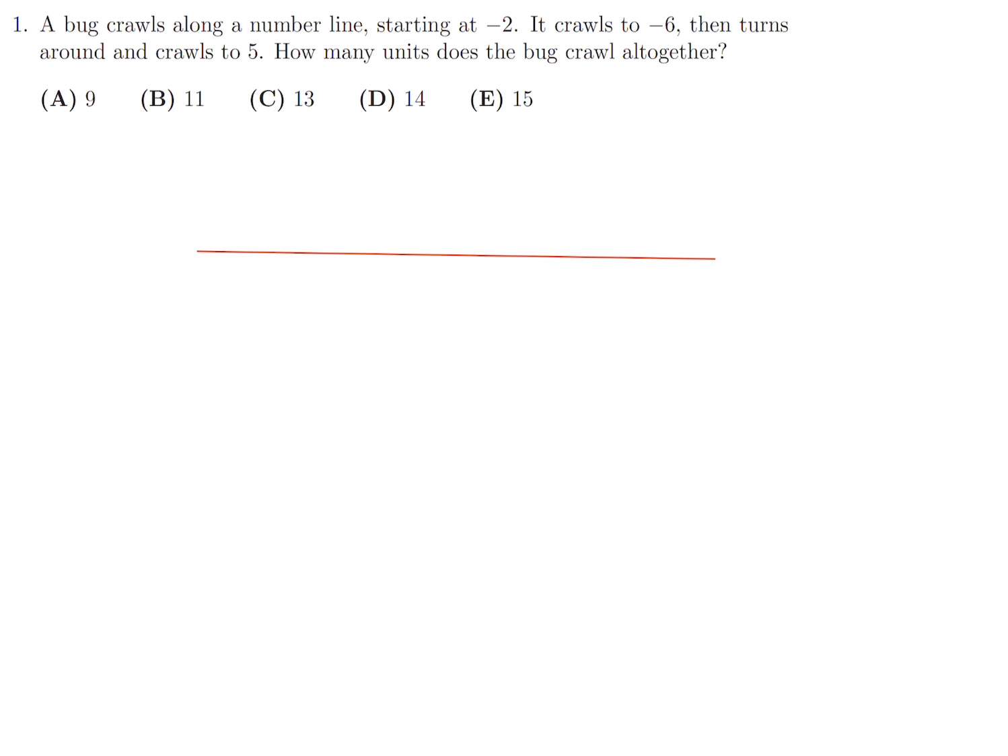So let's draw a line, and then we are starting at -2, approximately there. Then we go to -6, and then we go all the way to +5. So the initial journey is from there to there, and that's obviously 4 units if you're going from -2 to -6. Then he turns around and goes all the way to 5.